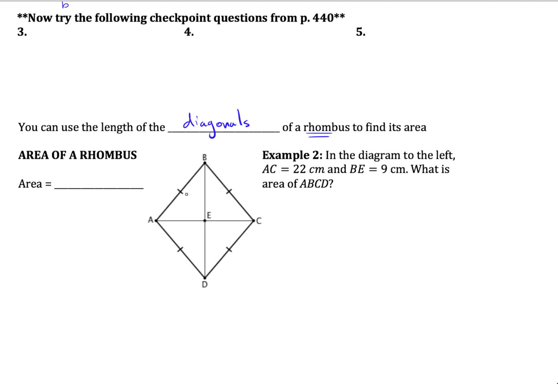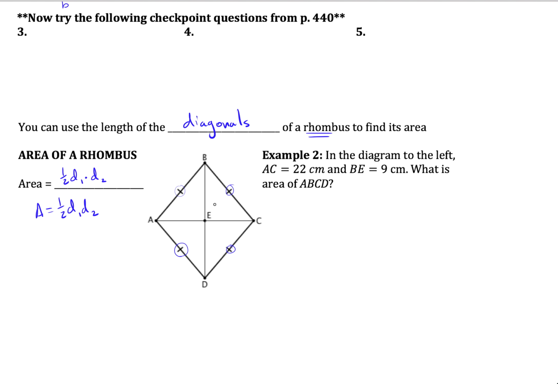Remember, rhombuses are parallelograms that have 4 sides that are congruent, like I have down here in this picture. And the formula that we can use for a rhombus is area equals 1/2 diagonal 1 times diagonal 2. Or the way I usually write that is A equals 1/2 D1 D2. Diagonal 1 times diagonal 2. So let's look at example 2 where we're going to use this formula.